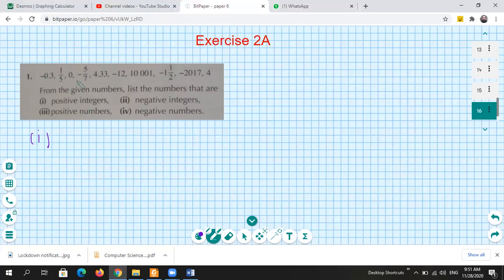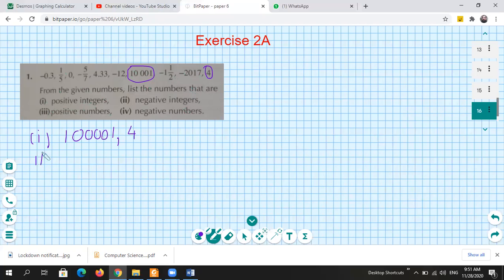-5/7, again a fraction, so we cannot write here. 4.33, it is a decimal number. Negative 12 is a negative number. And then 10,001. 10,001 is a positive integer. So I'm writing here. Then 4, this 4 is a positive integer. All right. So we have found all the positive integers in the list.